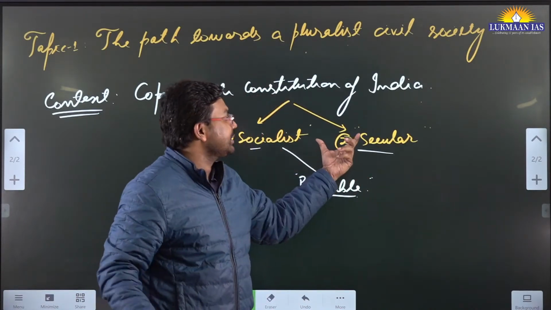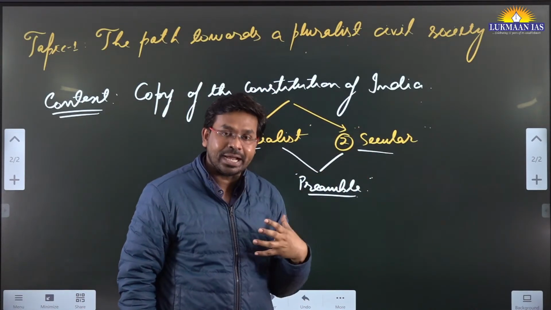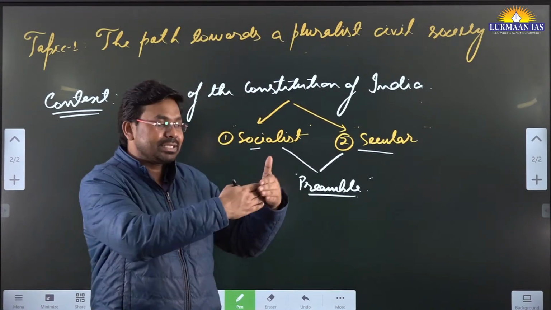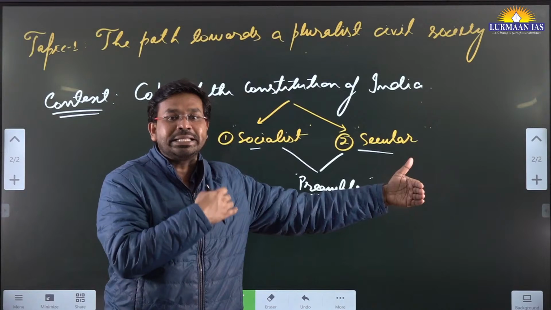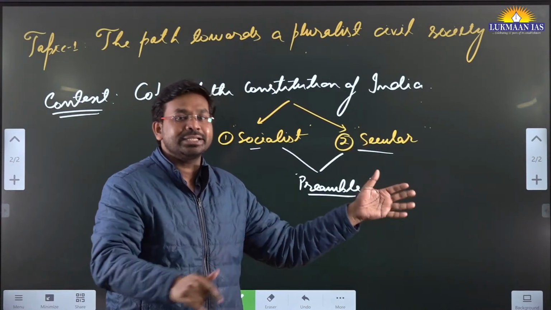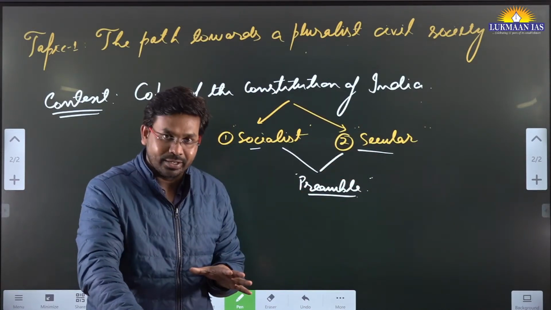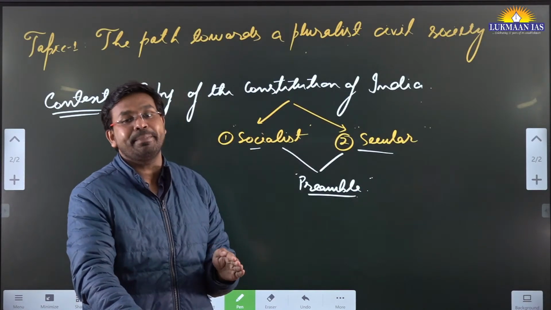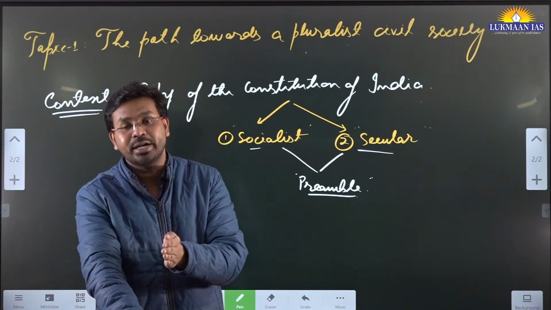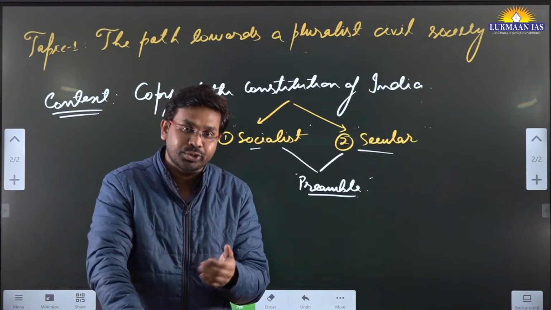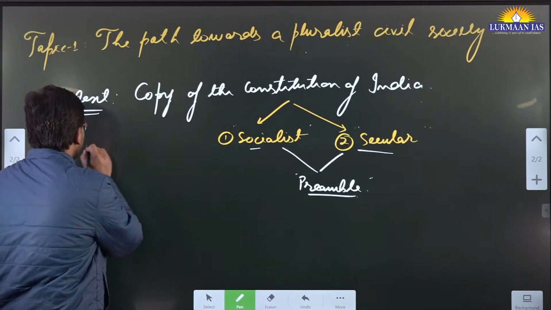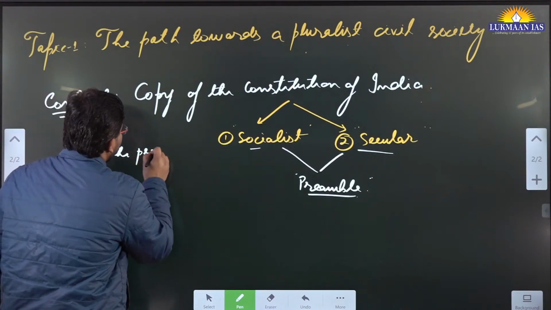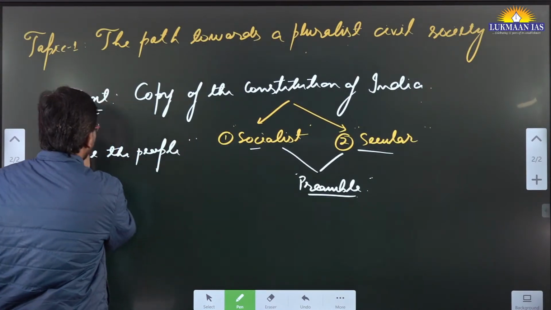When we talk about a secular state, India is a secular state whereby the state maintains some distance from religious affairs, and religion is not banned from the public sphere. So India is a secular state. When India became independent, it adopted a constitution. We enacted the constitution, and the constitution starts with "We the people of India."